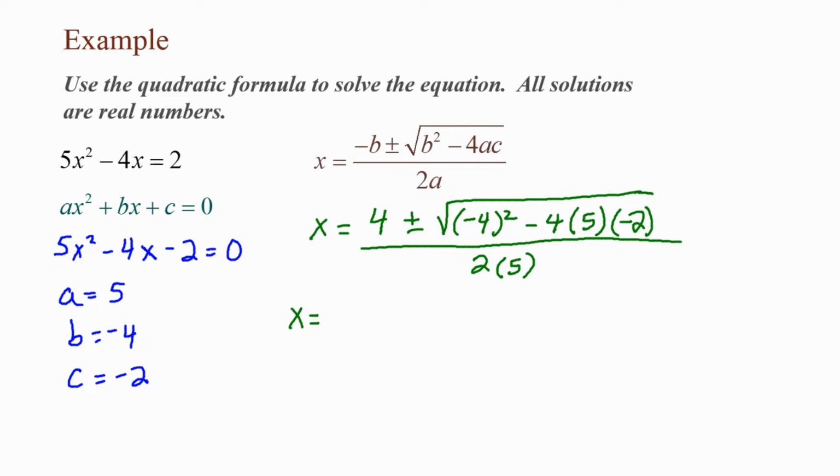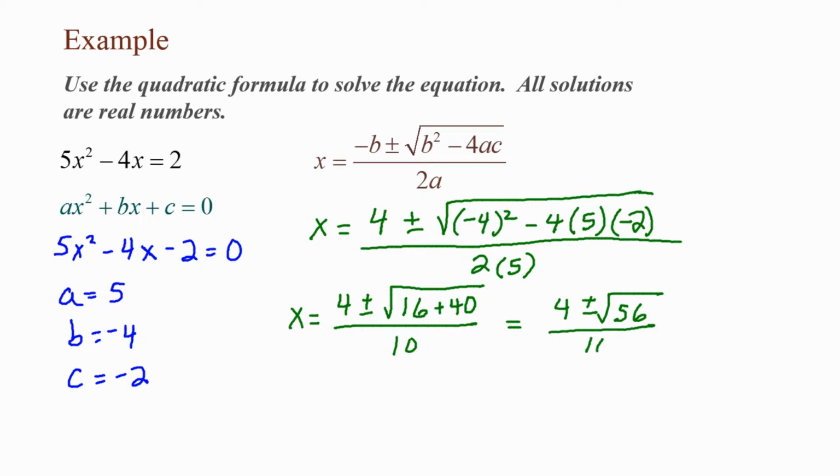So now we can do our math. So I have 4 plus or minus the square root of 16 plus 40 divided by 10, which equals 4 plus or minus the square root of 56 divided by 10. So 56 can be written as 4 times 14, 4 plus or minus the square root of 4 is 2, square root of 14 we don't know, divided by 10. So when I try to decide if I can reduce, I need to look at the 4, the 10, and the 2, not the 14.